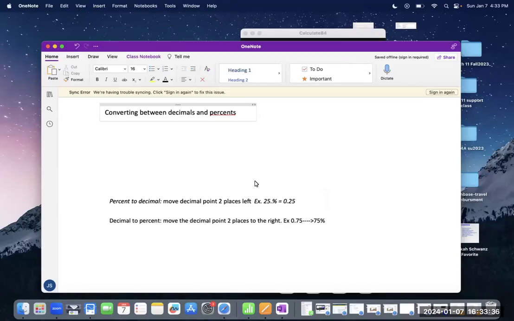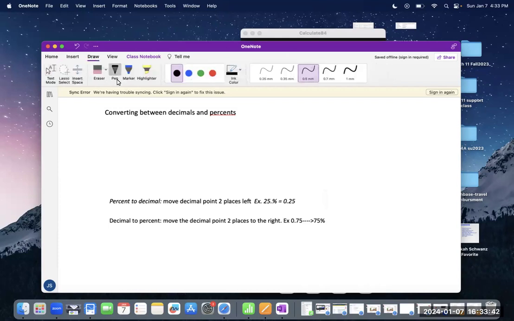All right, so this is converting between decimals and percents. I have a cute little trick for this. Hopefully you guys know that we're just going to be moving the decimal twice. But the confusion that I get once in a while is which way do I go? Depending on if I want to go from percent to decimal or decimal to percent, which way do I move the decimal?